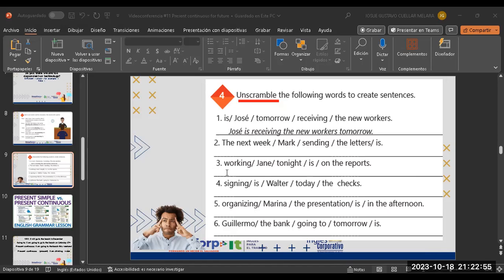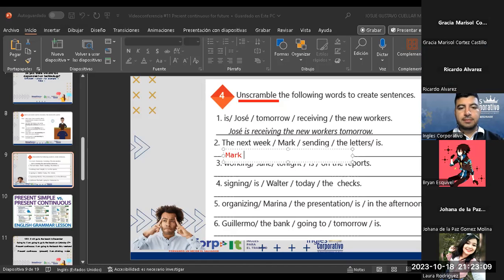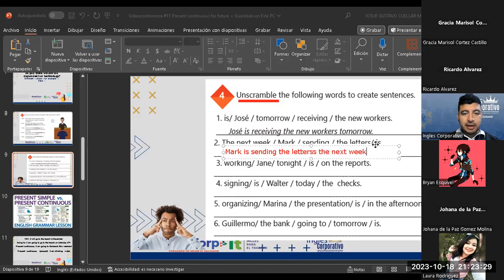Ok, tenemos a Gracia. ¿Qué, Gracia? Tell us. Which one? The second. Second, ok. Mark is sending the letter next week. The next week. Thank you so much. That is correct. We have Ricardo. Okay, Richard. Tell us. The third.